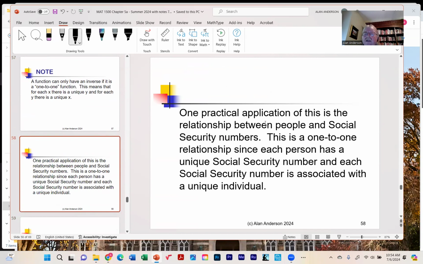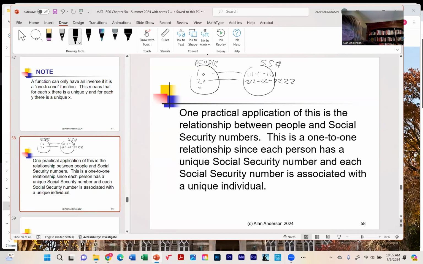Oh, by the way, I came up with this interesting application here. Imagine yourself looking at not numbers, but people and social security numbers. Mr. 1 has a social security number 111111111. Now only he can have this number. Number 2 has that social security number. Each person has one social security number, and each social security number belongs to one person. So that makes this a one-to-one relationship.